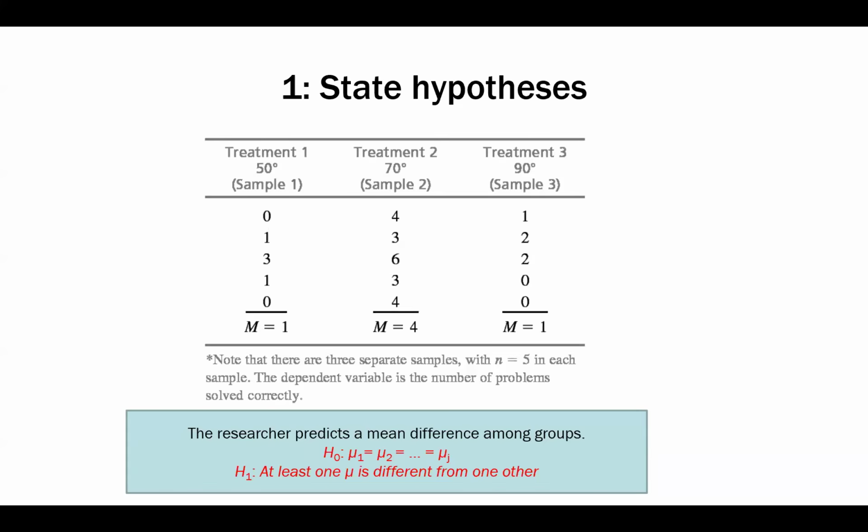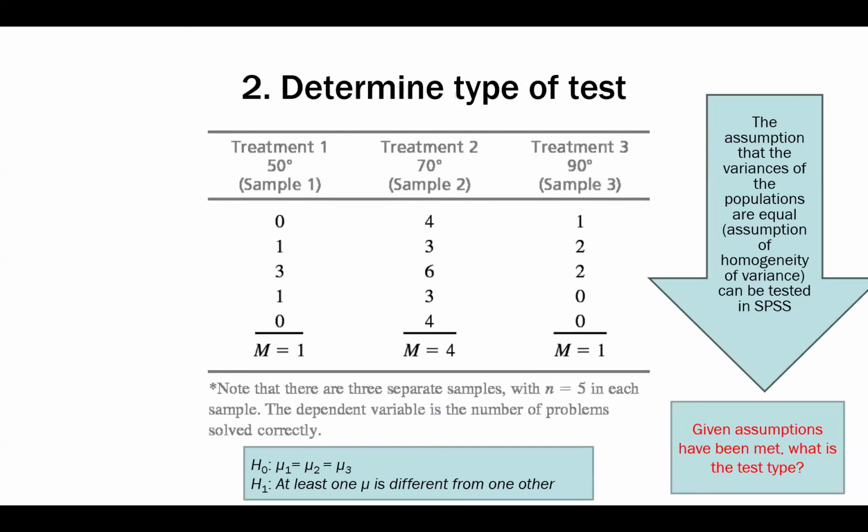Now we go on to step 2. Note that at the bottom, I've repeated the hypotheses, but I've simplified the null because we have 3 groups. I've just written mu1 equals mu2 equals mu3. We know exactly how many groups, so it's fine to write it like that.